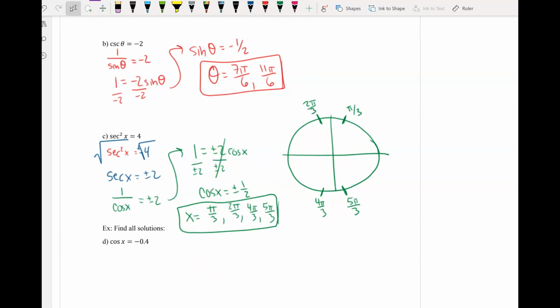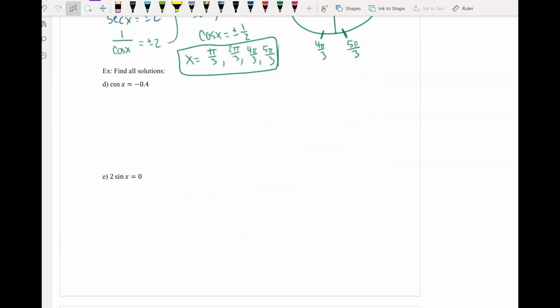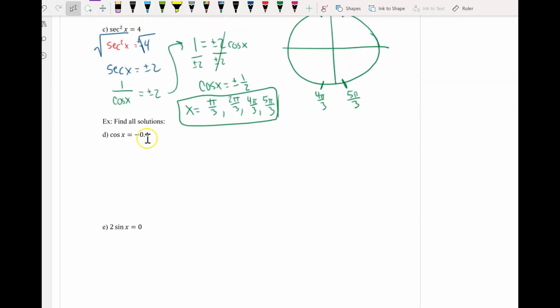Now let's take a look at these types of problems, because they can be a little tricky. Notice that negative 0.4 is not on the unit circle, so we have to go into our calculator. Let's take cosine inverse. We want all solutions, so we need to add the 2 pi k. All right, so let's first start off by taking the cosine inverse.